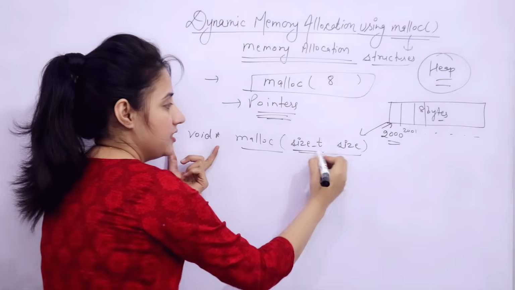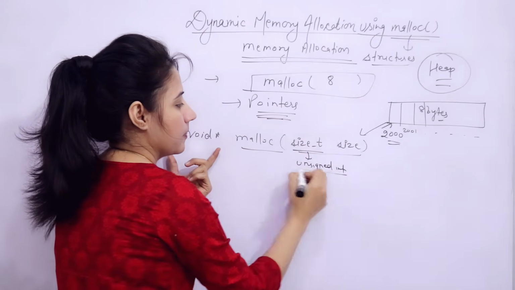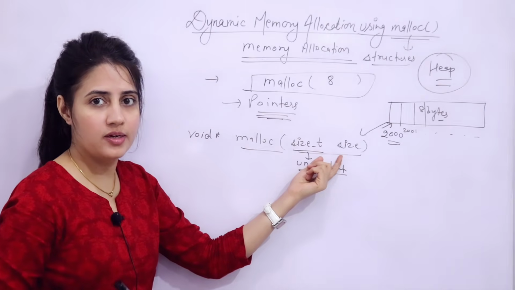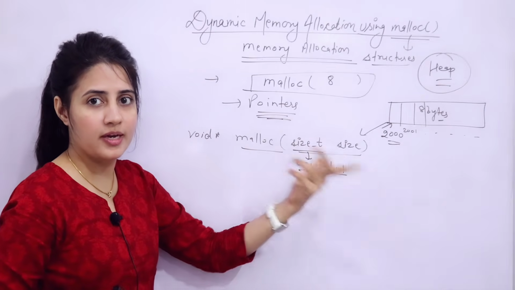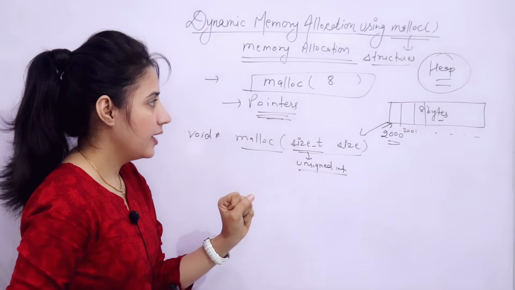Now, size_t means it's nothing but unsigned int. Either you can take 0 or a positive value, not a negative value, right? Here you cannot take a negative value, memory cannot be negative, right? So size you are supposed to take either 0 or a positive value only, right?